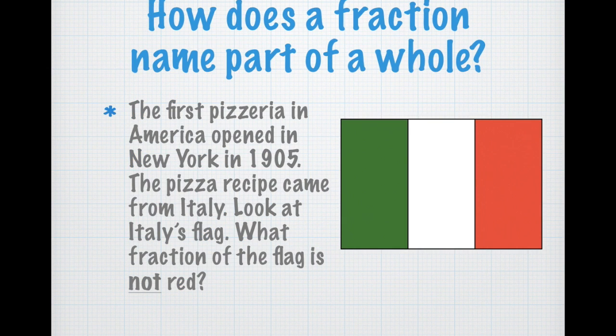So how can we use a fraction to name part of a whole? Let's try it with a word problem. The first pizzeria in America opened in New York in 1905. The pizza recipe came from Italy. Look at Italy's flag. What fraction of the flag is not red?